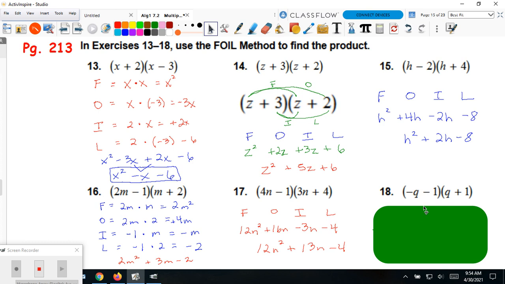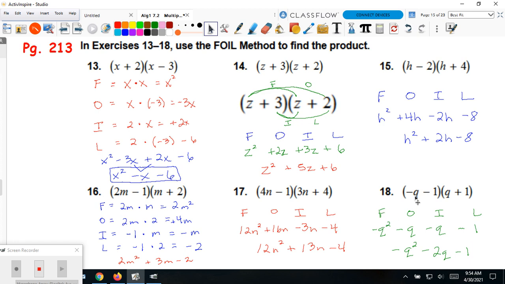And then for 18, with the letter q as the variable. So the first ones is the negative q times the positive q, negative q squared. Outer is negative q times 1, that's a negative q, or negative 1q. You can put the 1 in front, you don't have to though. The inner is negative 1 times q as well, so another negative q. And the last one's negative 1 times 1 is negative 1. Combine the two negative q's in here, so negative 1 and negative 1 makes negative 2q. So negative q squared minus 2q minus 1 is our answer on that one.